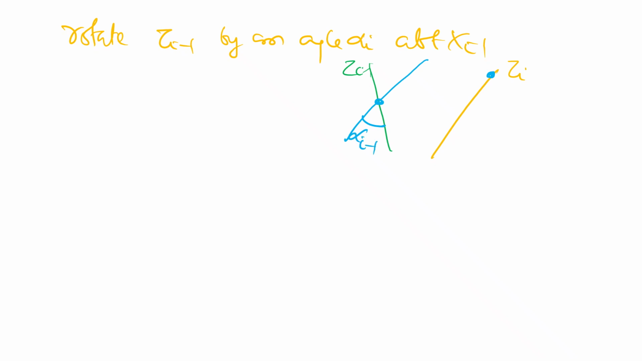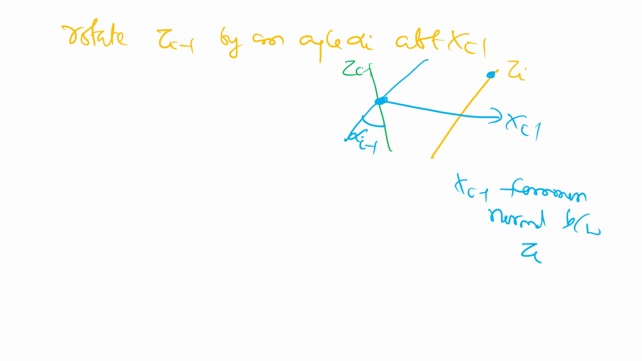So what is it that you have to do? Rotate zi minus 1 by an angle alpha i minus 1 about what axis? Xi minus 1 axis. Okay, this is the xi. What is xi minus 1? It is a common normal between zi minus 1 and zi. Whereas xi is the common normal between zi and zi plus 1. Likewise, it goes on. So now we have rotated. So this is my first one. So what is next? I need to merge. So it has to move in this way.